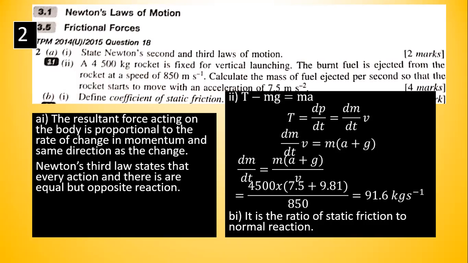That one is not a definition for the coefficient. The coefficient is just a ratio, F divided by normal reaction. That is what the static friction ratio is. That's what the coefficient is all about. How to find the coefficient? It's just the frictional force divided by the normal reaction. Okay?